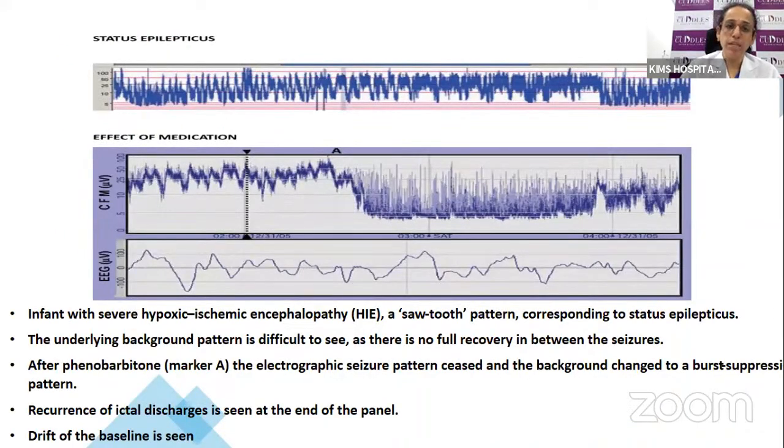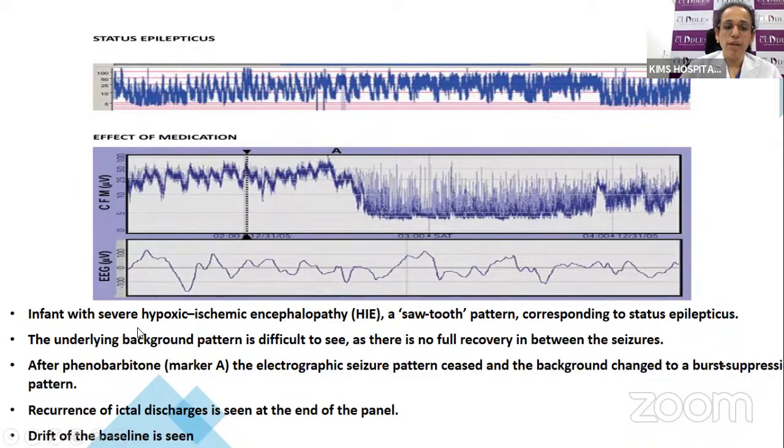Then how will status epilepticus look? Here you can see the sawtooth pattern on the EEG. I will just show you on this graph. There is a lot of variability, and the amplitude keeps on increasing and decreasing, which leads to the sawtooth appearance. This is the continuous seizure activity for this baby.